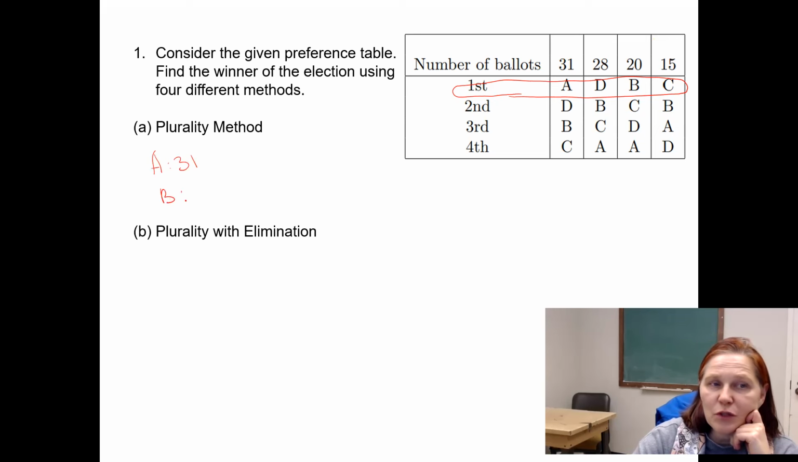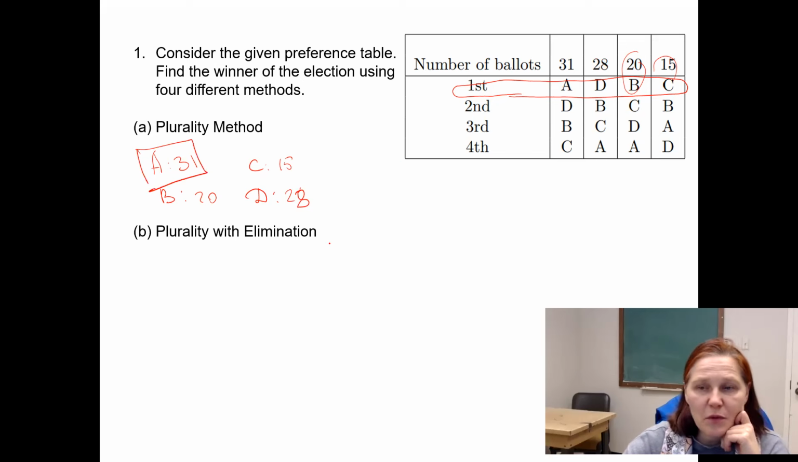B has the first place on 20 ballots. C has the first place on 15 ballots, and D on 28 ballots. So A is the winner by plurality since 31 is greater than any other number of ballots of first places.